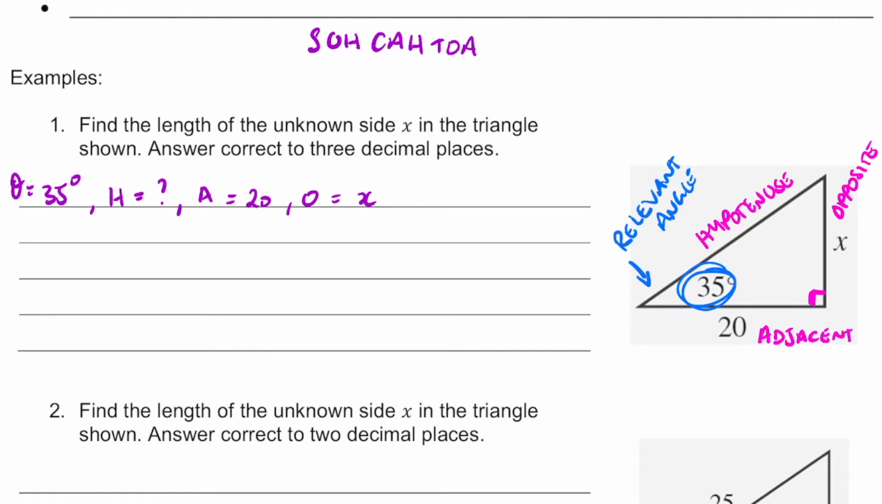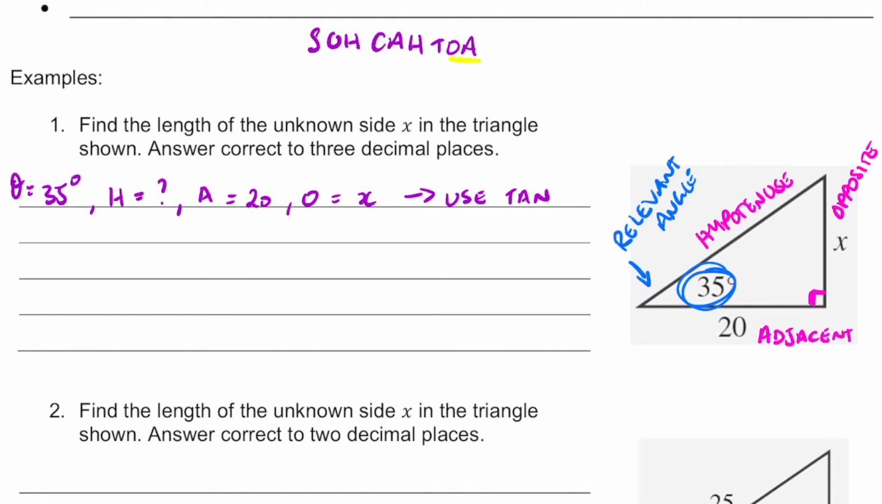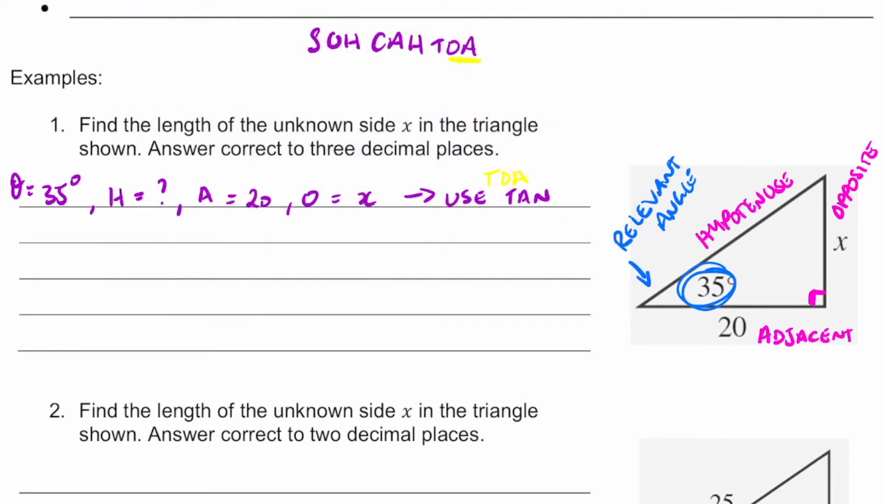Okay? So because our adjacent side is 20 and our opposite side is our x, we want to use the tan ratio. Okay, so we are using the opposite and adjacent sides. So that's our TOA section. I don't know if you can see that yellow very well. So we're using our tan ratio. So we go tan of theta equals opposite over adjacent.